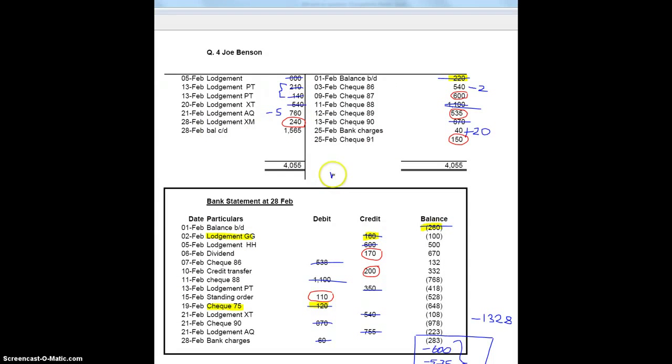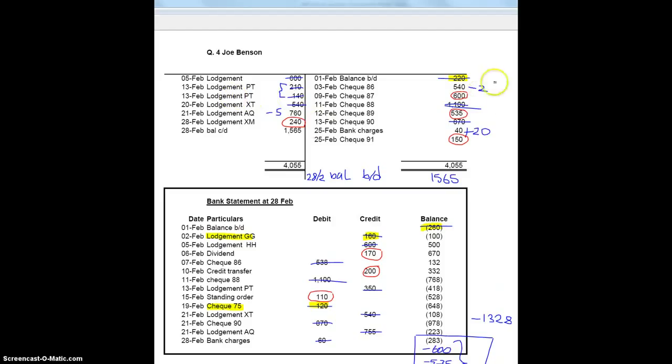It should show the balance brought down. It didn't in this, but the balance brought down was 1565. So at the end of the month, at the 28th of February, can't talk and write at the same time, the credit side was bigger than the debit side by 1565, so it was in bank overdraft. And now we do our adjustments.